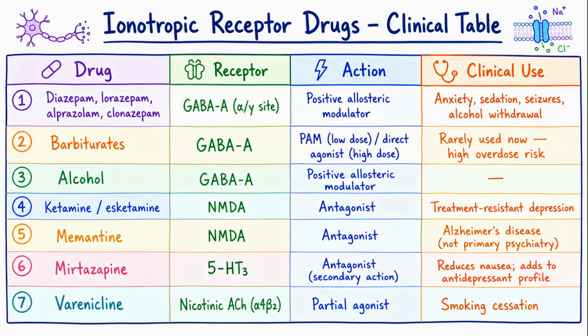Mirtazapine has a secondary action blocking 5-HT3. That's part of why it doesn't tend to cause the nausea you sometimes see with other antidepressants. And varenicline is a partial agonist at nicotinic receptors, specifically the alpha-4-beta2 subtype. That's its whole mechanism for smoking cessation.